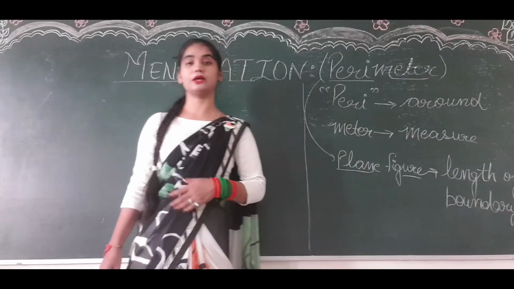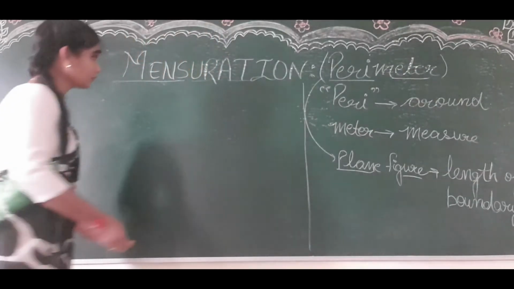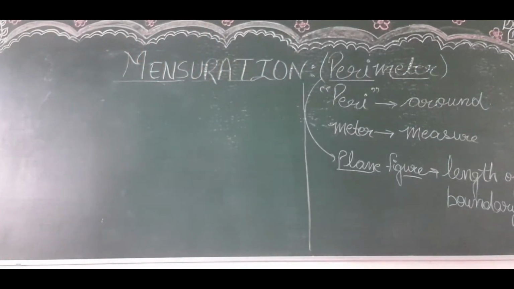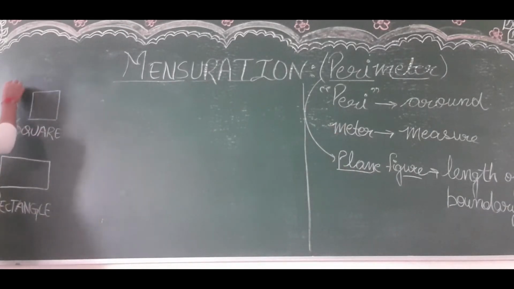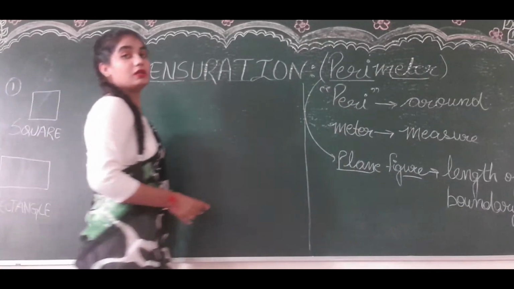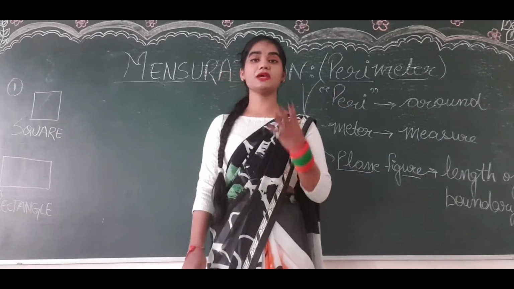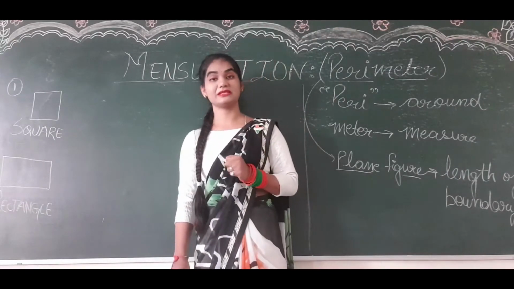Now we will start with various figures. We know many plane figures. We will start with them. Now we will start with our first figure, that is square. In figures we have studied square. Square has four sides. How many sides?